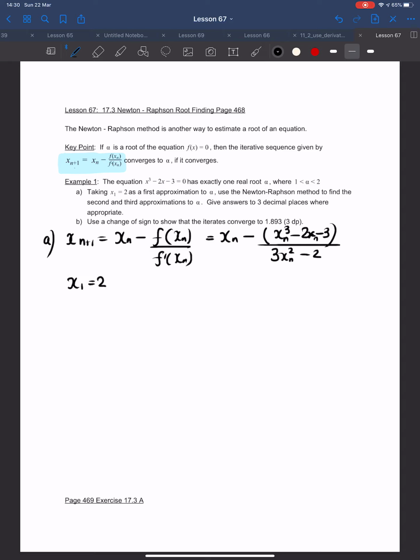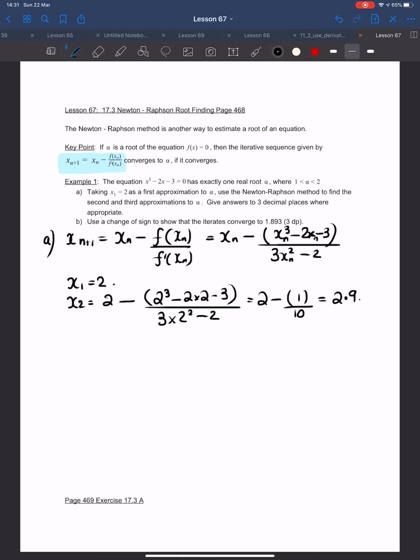So x1 is 2, and x2 is 2 minus 2 cubed minus 2 times 2 minus 3, divided by 3 times 2 squared minus 2. So it's 2, and on the top we've got 8 minus 4 minus 3, so that's 8 minus 7, which is 1, and on the bottom we've got 3 times 4, which is 12, minus 2, which is 10, so that's going to be 1.9.